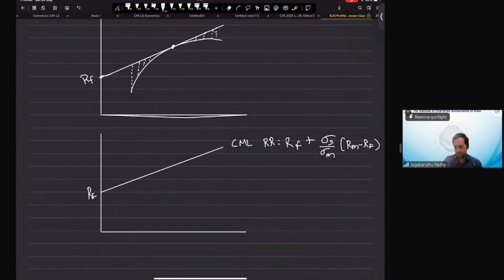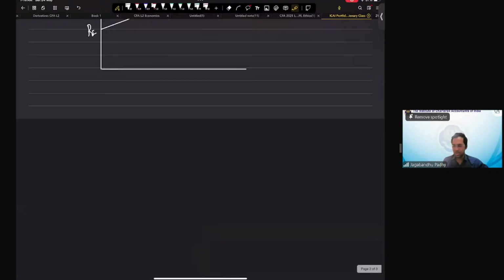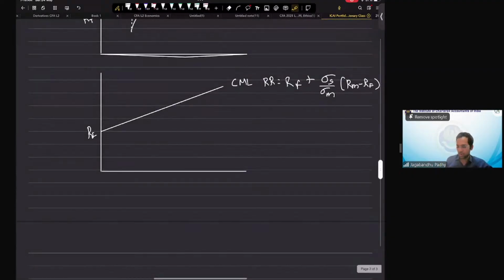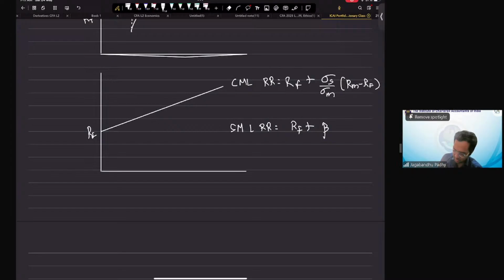An improvement was done on this capital market line, wherein they stated that in a real-life situation, it won't be possible for an investor to get the full risk premium for the security. Rather, he or she will be able to realize the risk premium only for the systematic risk. So for that systematic risk, this model was revised to the securities market line, and there the required return is risk-free plus beta into RM minus RF.